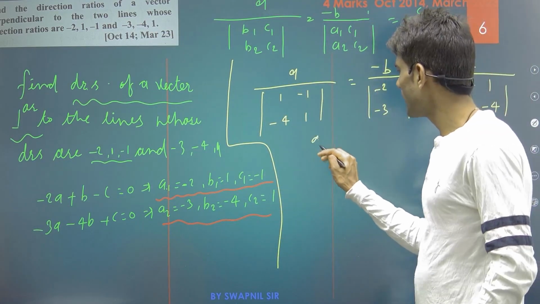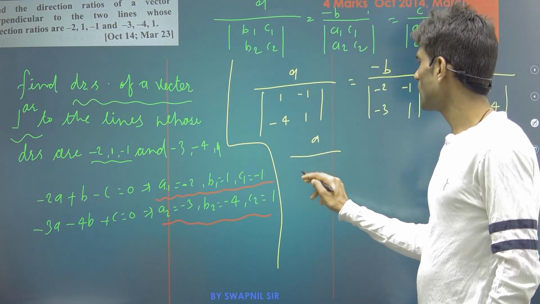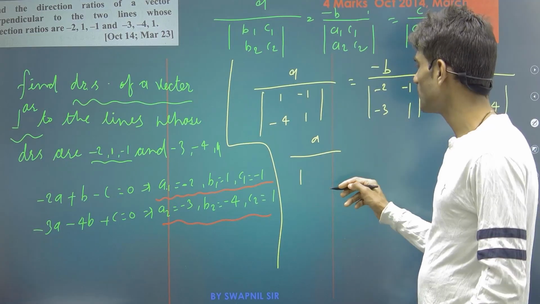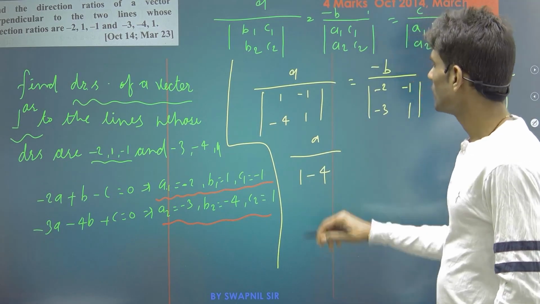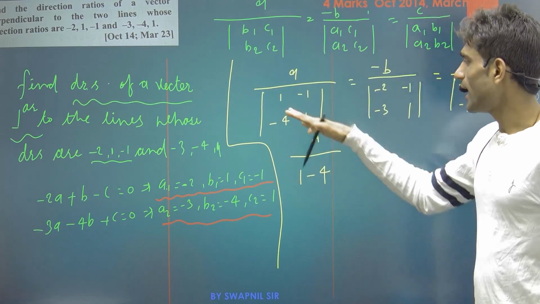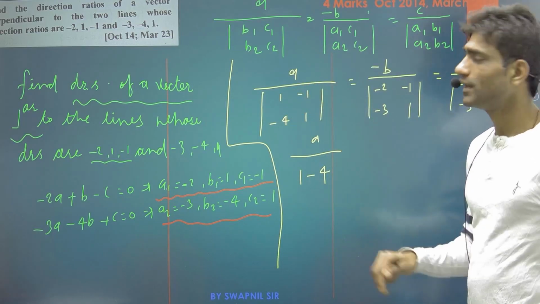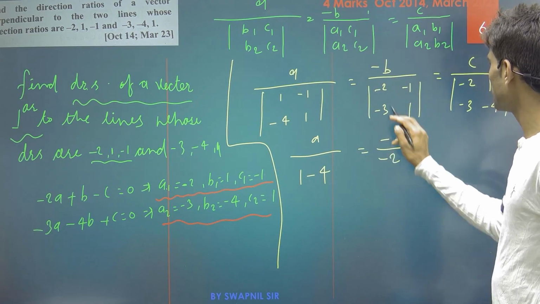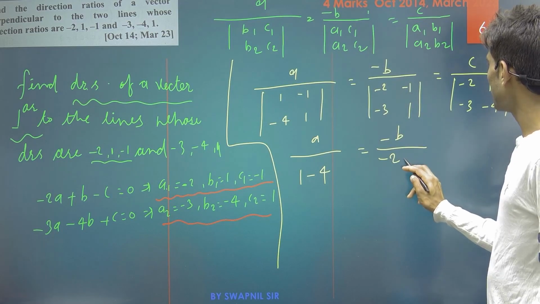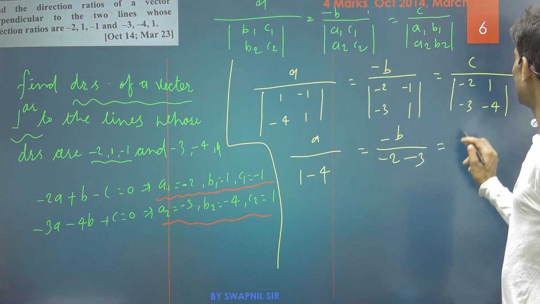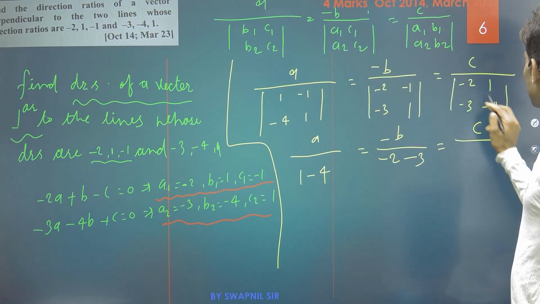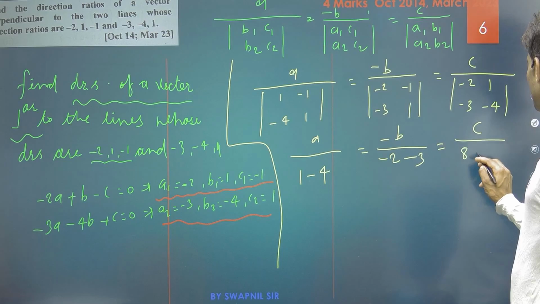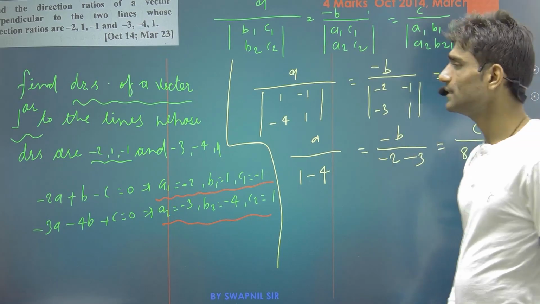So we can write A upon, okay, 1 1 1, minus of minus 4 into minus 1, which gives us plus 4. So 1 minus 4 we can take it here, because minus minus plus, and 1 minus next term here. Similarly, minus B upon, solve these 2 by 2 determinant, which gives a minus 2, and minus minus plus again minus, which gives minus 3. Similarly, C upon minus 2 into minus 4, which is a positive 8, minus of minus 3, which gives us positive 3. So this is our next value.